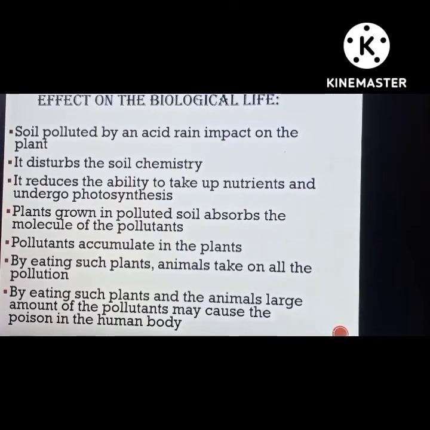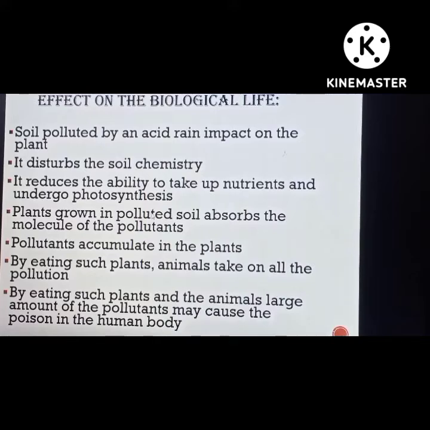Now, the effect on biological life. Soil polluted by acid rain impacts the plants. It disturbs the soil chemistry. It reduces the ability to take up nutrients and undergo photosynthesis. Plants grown in polluted soil absorb the molecules of the pollutants. Pollutants accumulate in the plants. By eating such plants, animals take on all the pollution. By eating such plants and animals, large amounts of pollutants may cause poisoning in the human body.